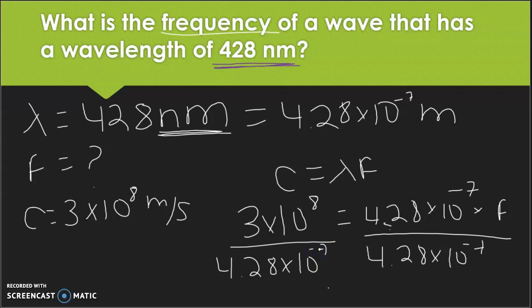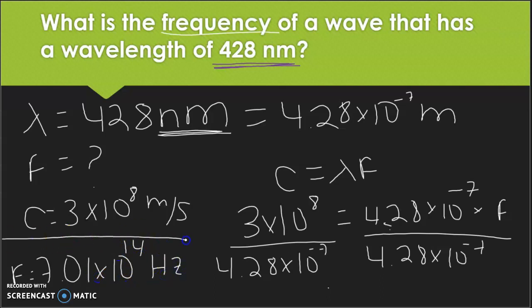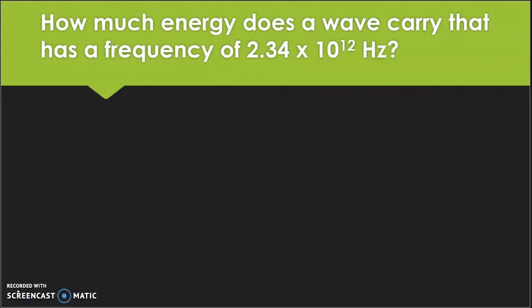I want you to make sure you're typing it in correctly because of negative exponents, scientific notation, that can be tricky. And when you type it in, you should get the frequency equals 7.01 times 10 to the 14 hertz. So that's how we use that first equation.